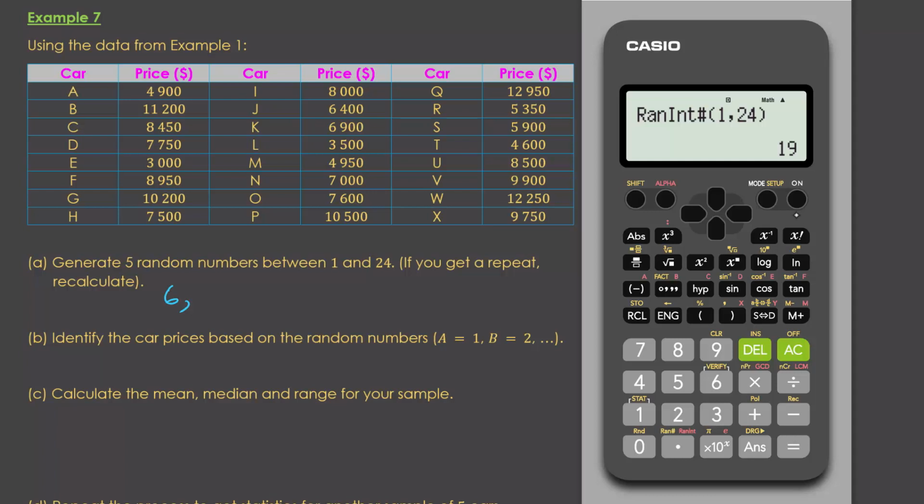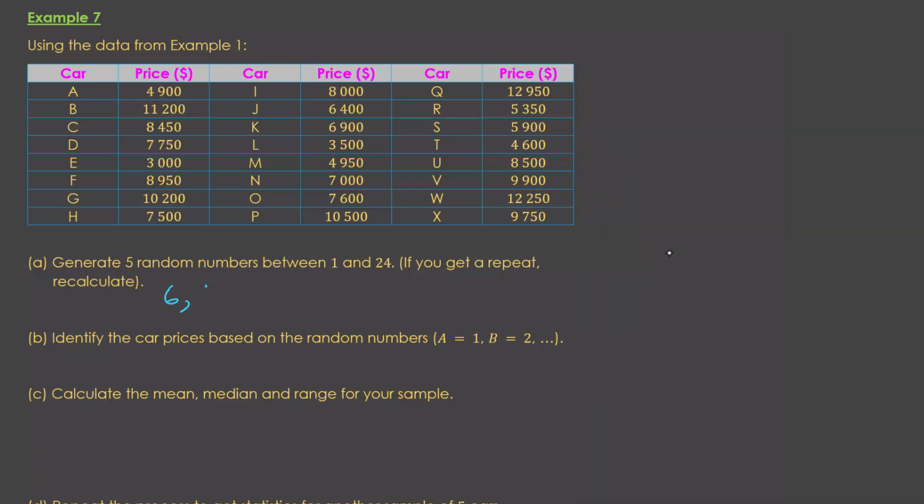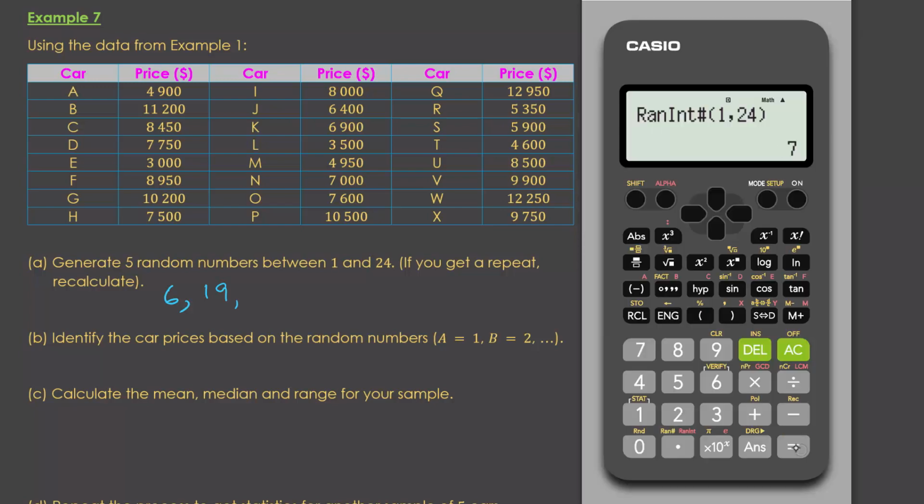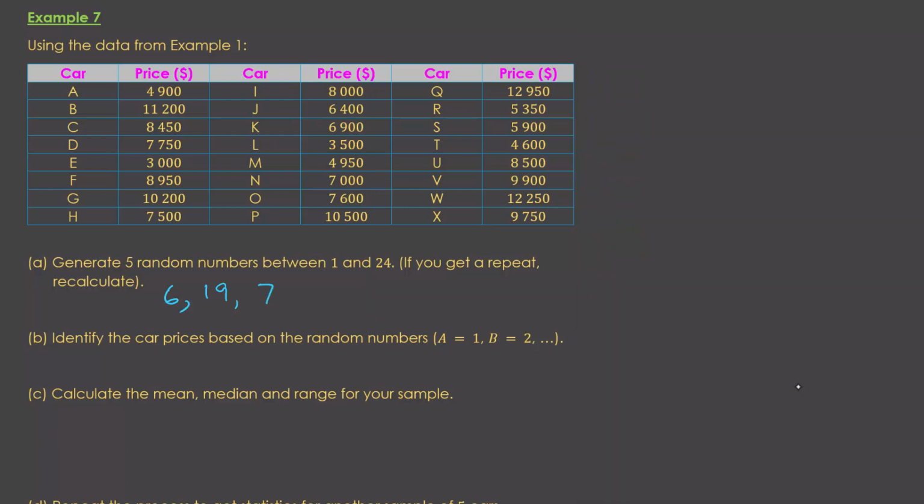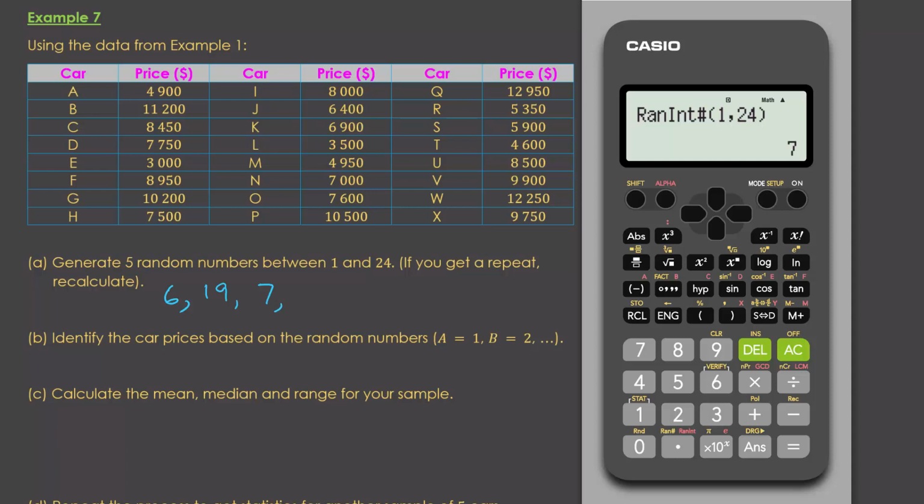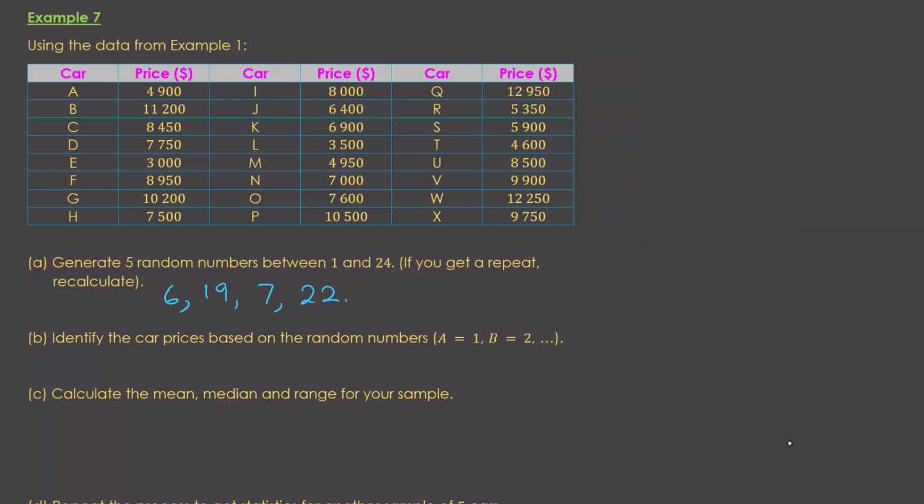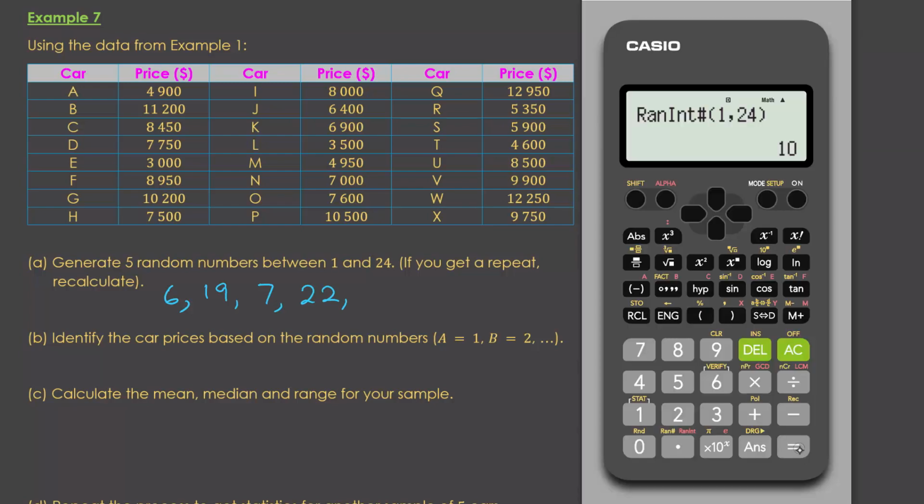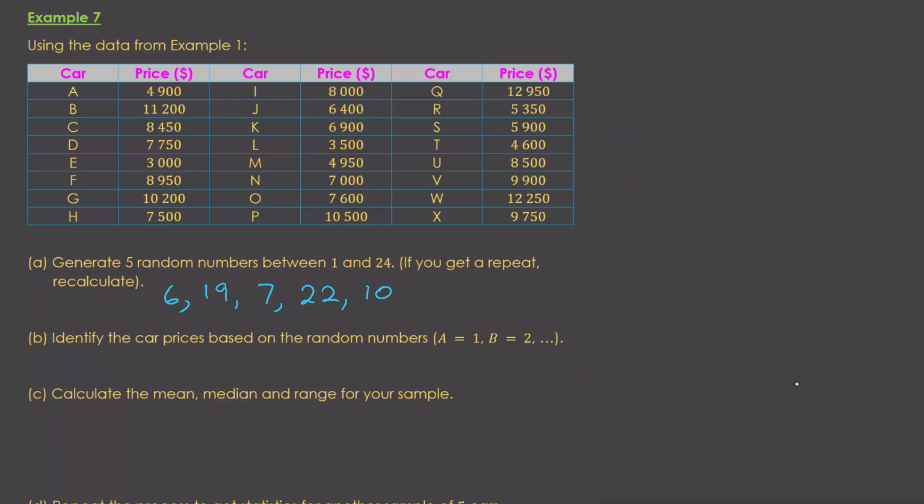Now if I just press equals again, I get my next random number. So that's 19. And then I'll press equals again, I got 7. Now there's a chance we'll get a repeat, and if we do, we just recalculate. And the next one is 22. And then finally, I got 10. So I didn't get a repeat in my 5, but if I did, I would just recalculate.